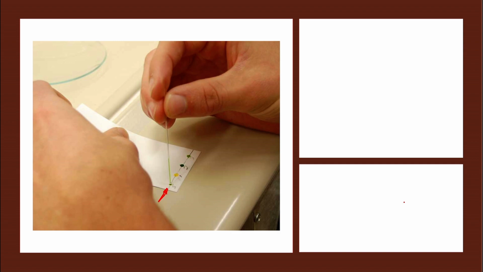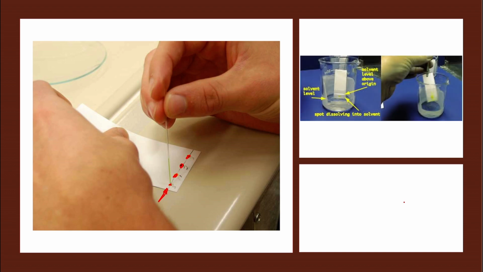After that, you start adding or spotting the different components or the different dyes on the start line. And if you have a mixture, you also add a spot of your mixture. The next step is to place the filter paper vertically into a beaker containing the solvent and make sure that the level of the solvent is below the starting line, so the dyes do not dissolve in the solvent.